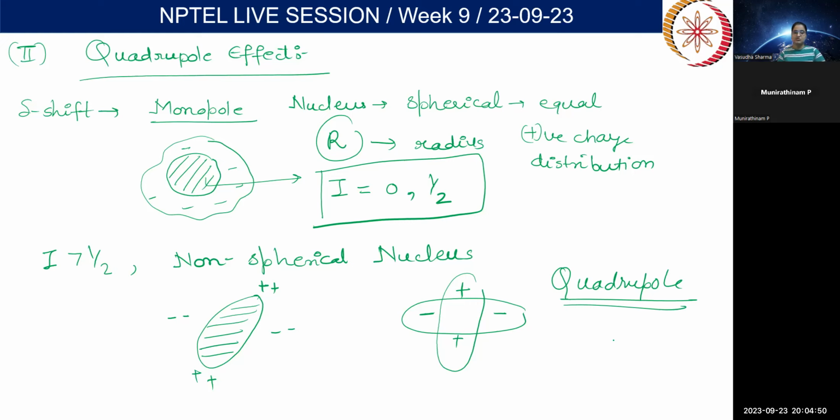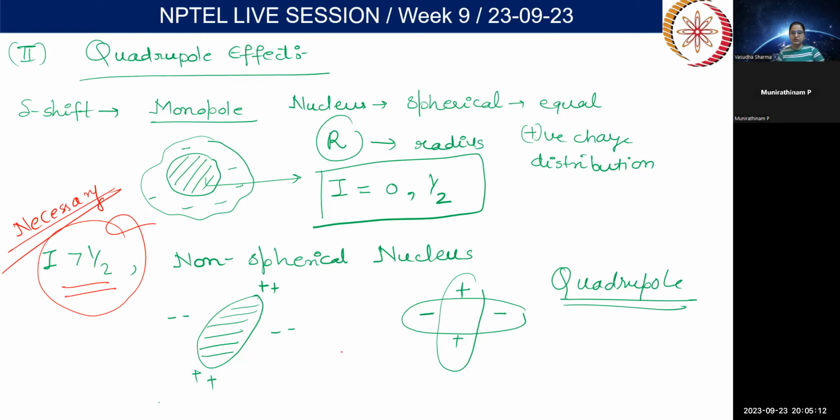Clear, ma'am. So we need to keep these conditions in mind. For the quadrupole effect, we need to have I greater than half. For having a non-spherical nucleus, I greater than half is a necessity. So this is a necessary condition. Okay.